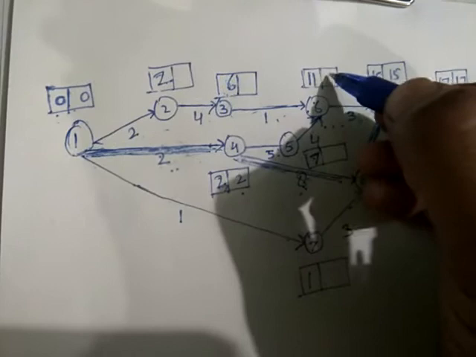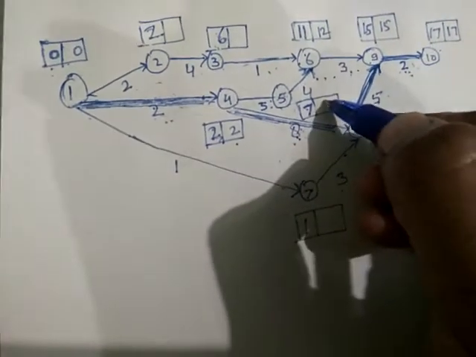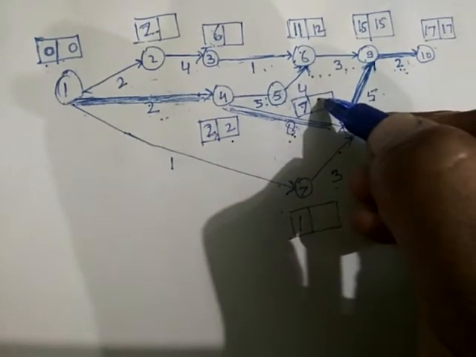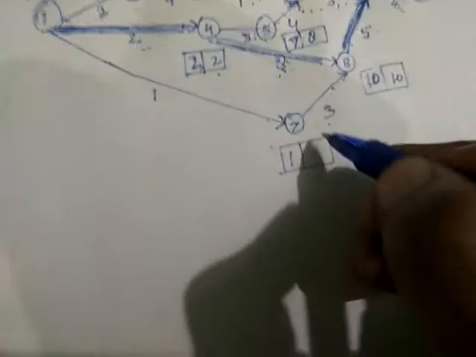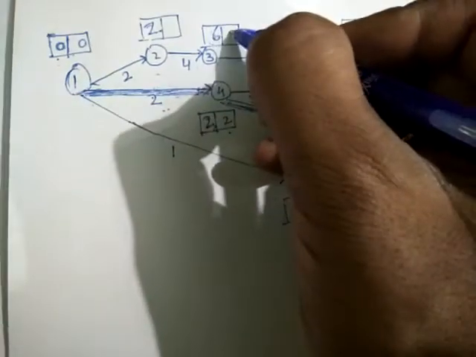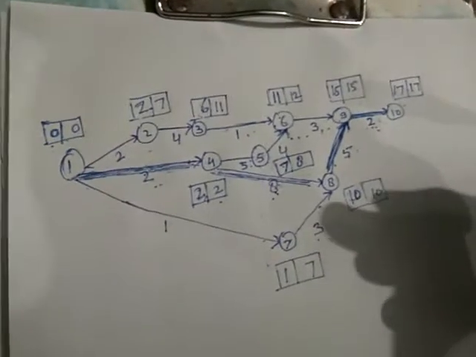Here 15 minus 3, 12. Here 12 minus 4, 8. Here we have calculated 10 minus 3, 7, and here 12 minus 1, 11, and here 11 minus 4, 7. So now we have calculated all the earliest times and latest times.